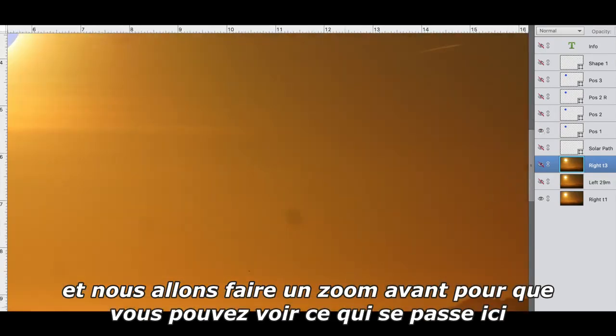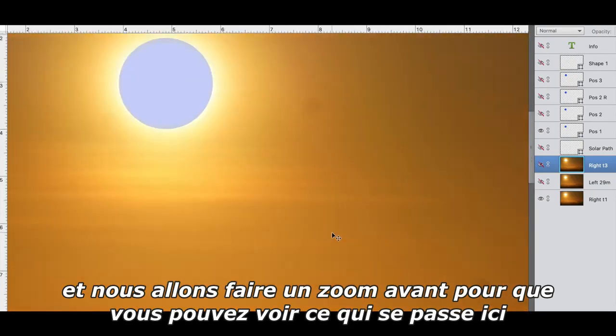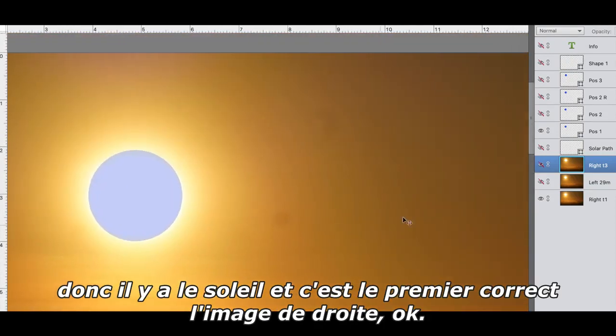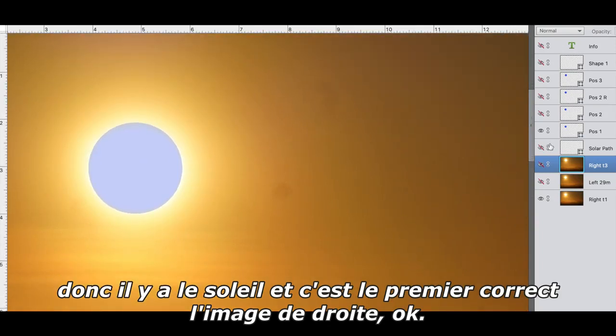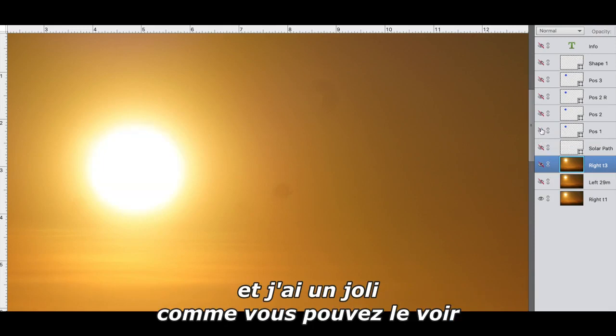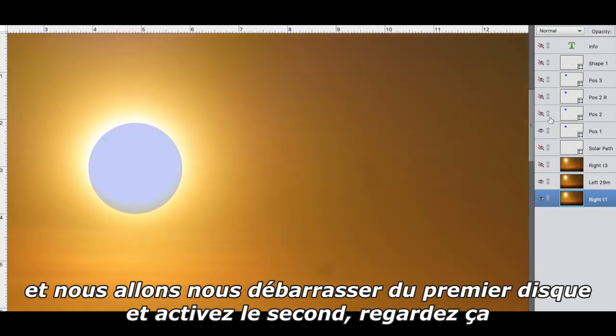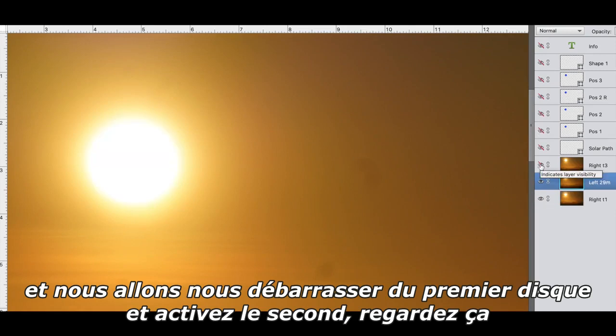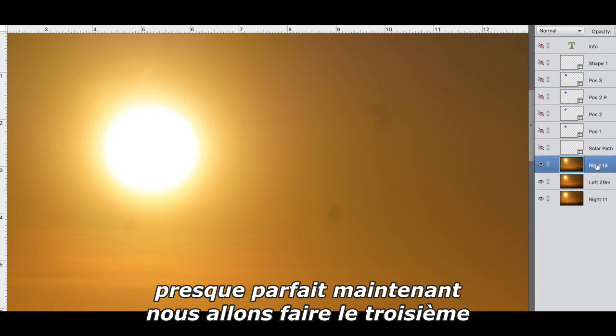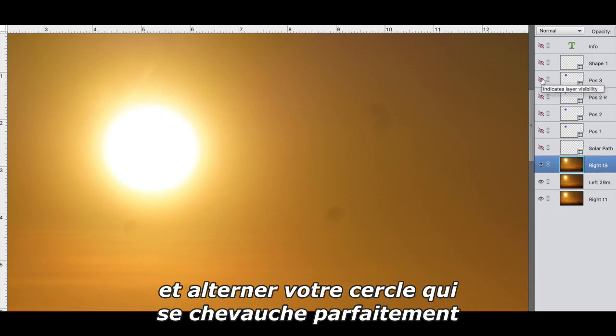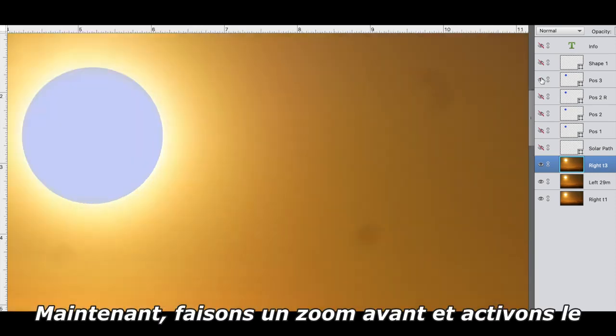And so let's zoom in so you can see what's happening here. So there is the sun, and this is the first right image. Okay, and I have it centered pretty well, as you can see. Now we'll toggle visibility on the second image, and we'll get rid of the first disk and enable the second one. Look at that, almost perfect. Now we'll do the third one and toggle its circle, perfectly overlaid.